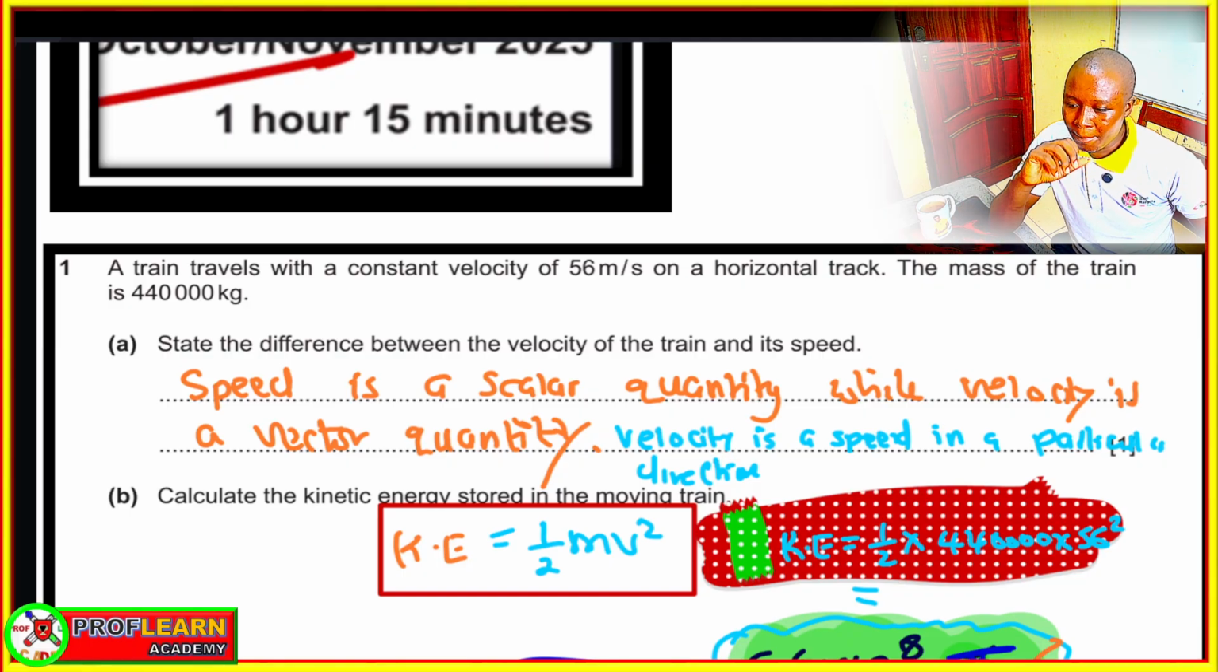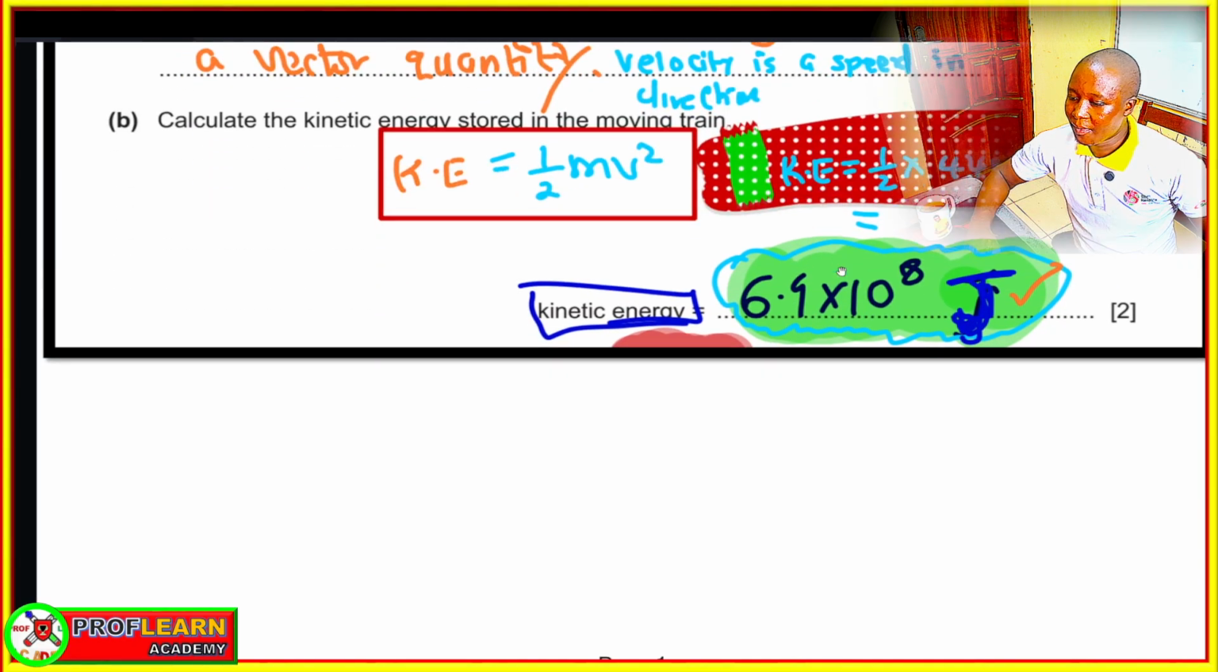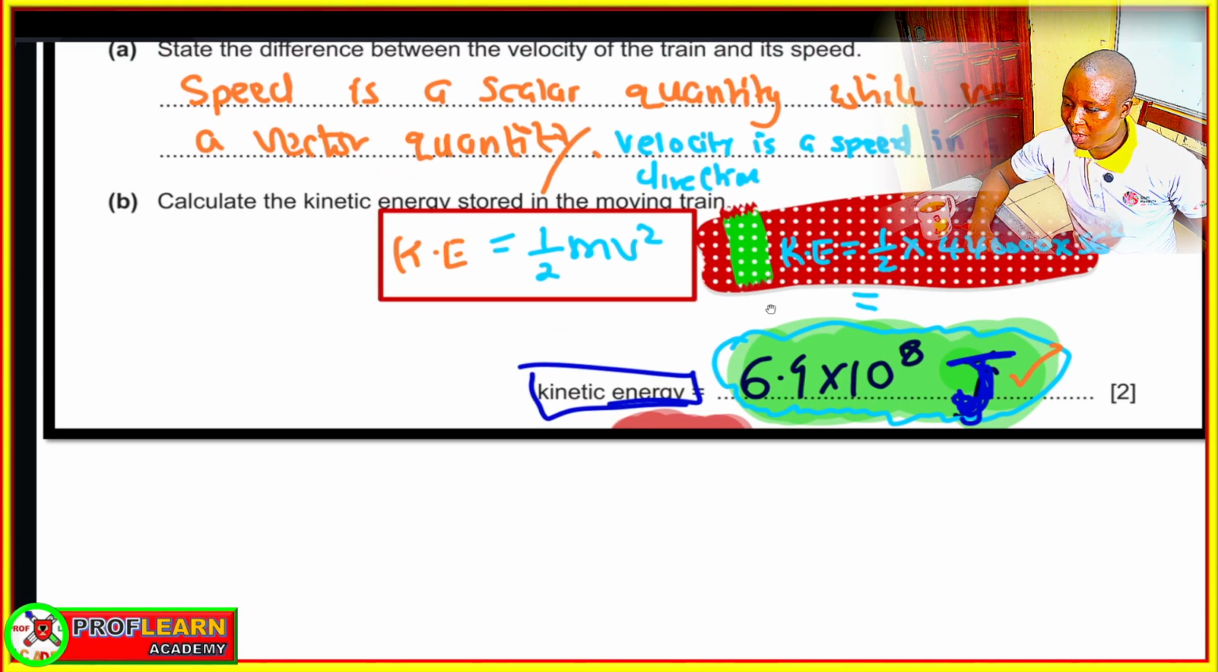Other students found difficulty and challenges in answering the question to do with the kinetic energy of the moving train. We were told that the train has a mass of 440,000 kilograms and it was moving at a constant velocity of 56 meters per second. So candidates were supposed to remember that kinetic energy is equal to half mass times velocity squared. If you substitute that in your calculator right now so that you can avoid crying in this coming exam, you are going to get your answer 6.9 times 10 raised to the power 8 joules.